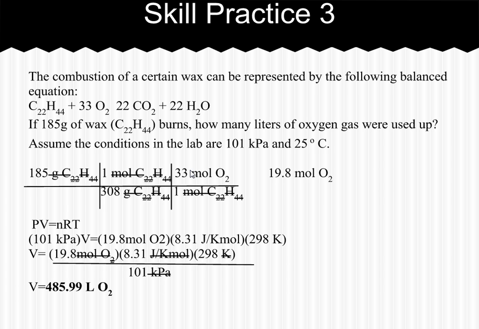So, using the concept we had earlier, we can find that there are 19.8 moles of oxygen, because there's a 1 to 33 mole ratio of C22H44 to O2, and we're given everything else. Then we can use the PV = nRT equation to plug everything in and find that the volume is 485.99 liters of O2.